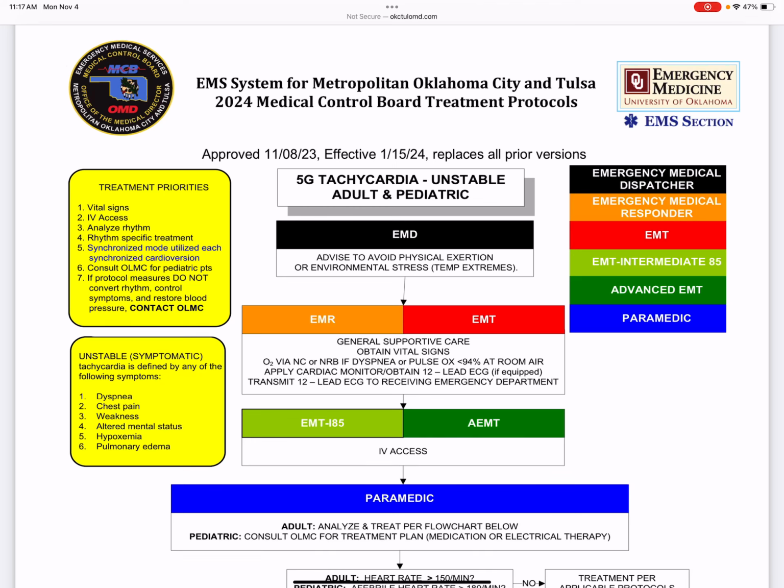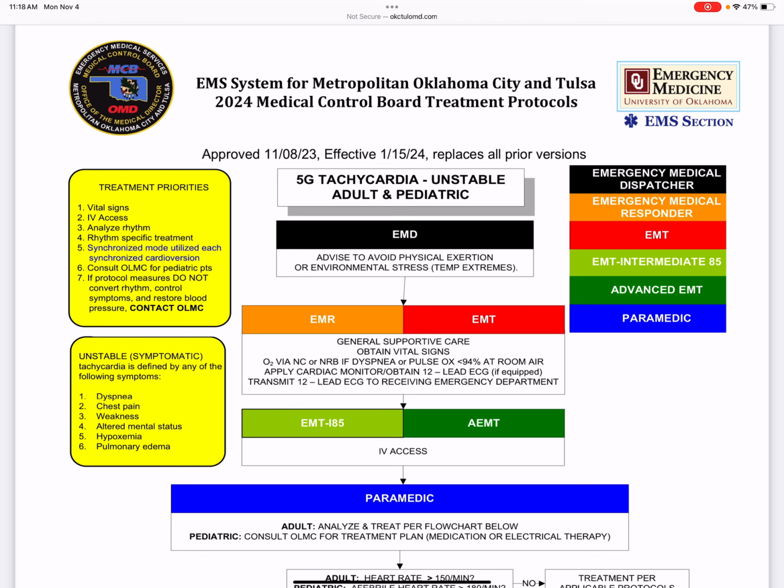All right, so let's continue on here. This is going to be 5G, your tachycardia for unstable patients. The protocol we just went over, remember, is your stable patients because we were giving medications. This is going to be just a follow on that, but for unstable patients.